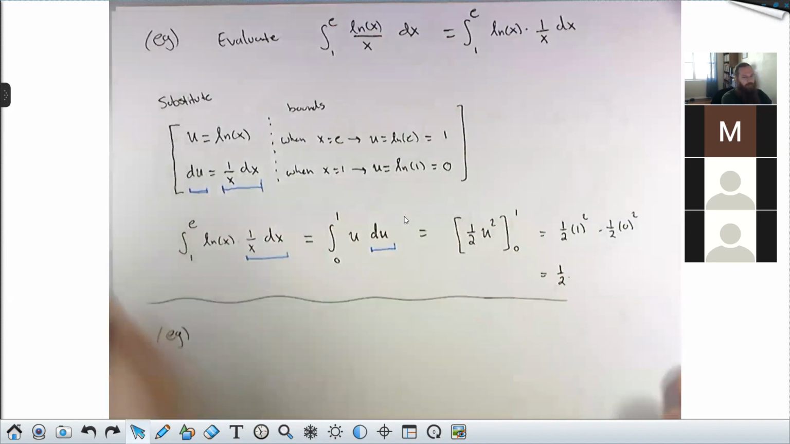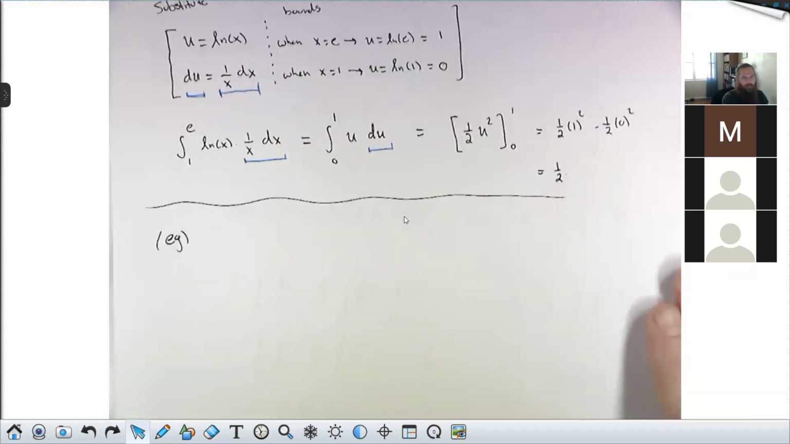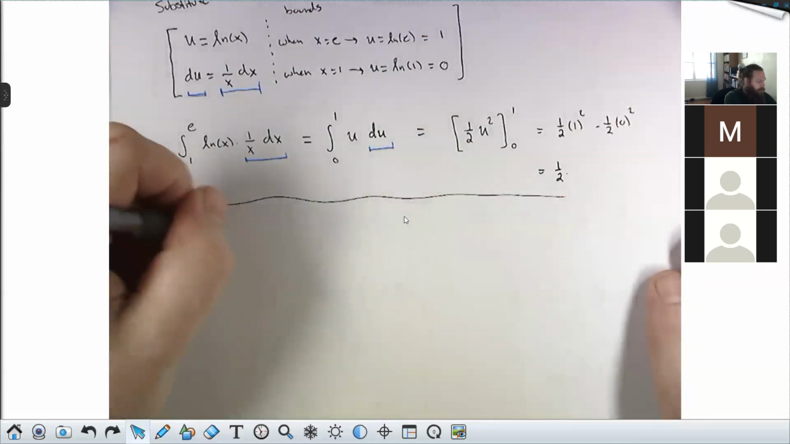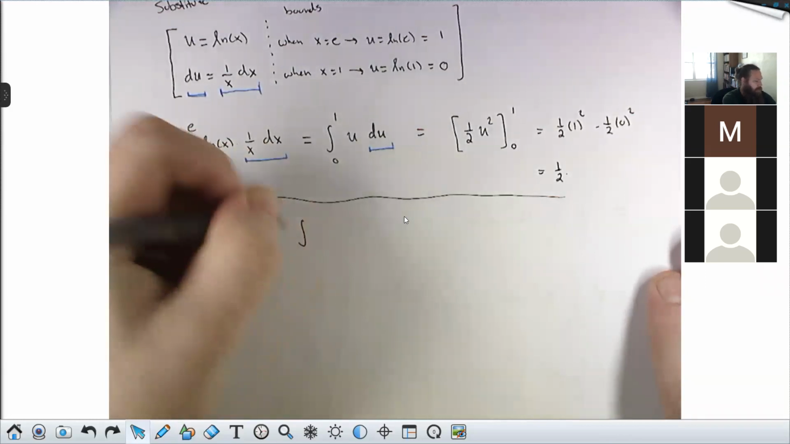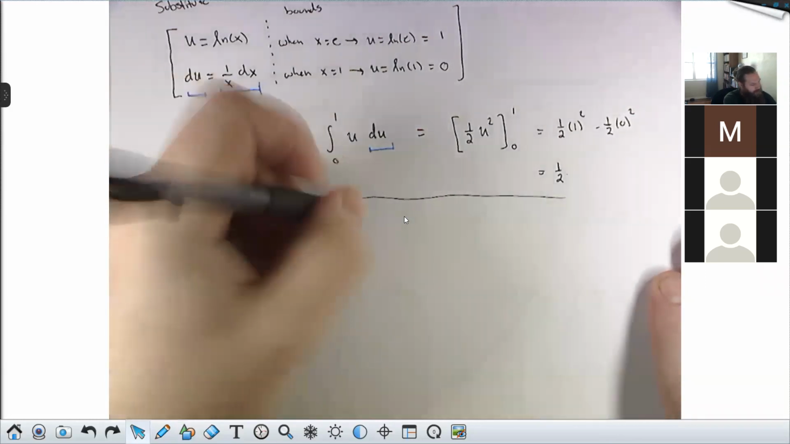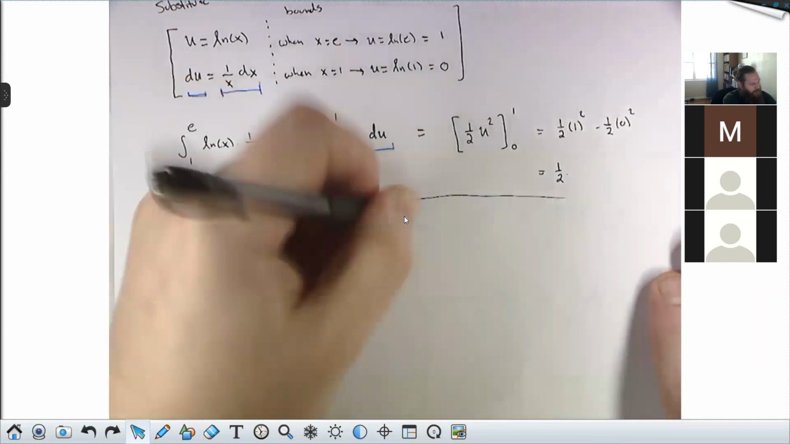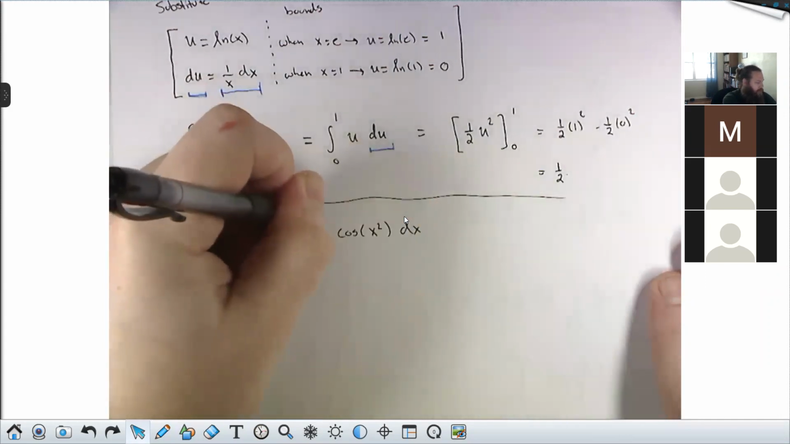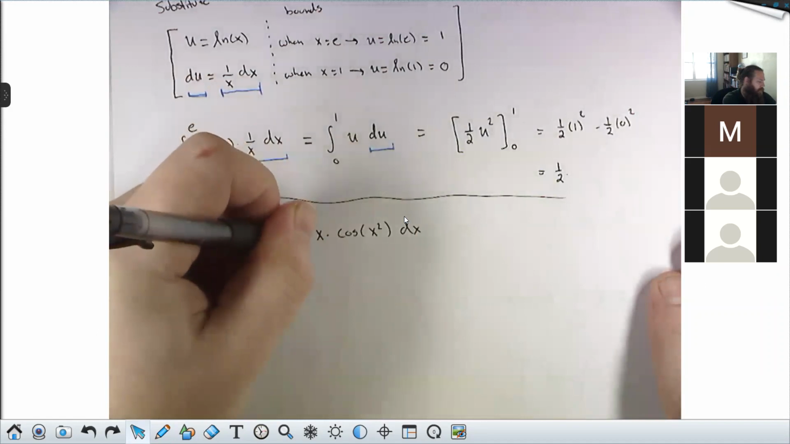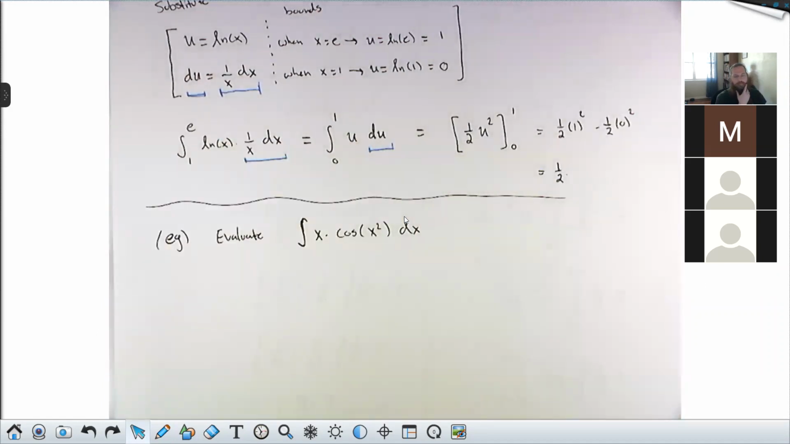Indefinite integrals are easier. Same thing, you just don't change the bounds. So if I wanted to evaluate, say, the integral of x times the cosine of x squared dx, this is an indefinite integral. But it's also a substitution problem. Remember, we have a sort of separate formula for substitution in indefinite integrals. It looks the same, it just doesn't have any bounds.